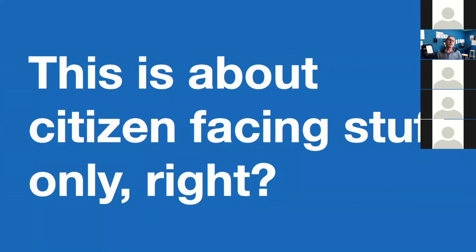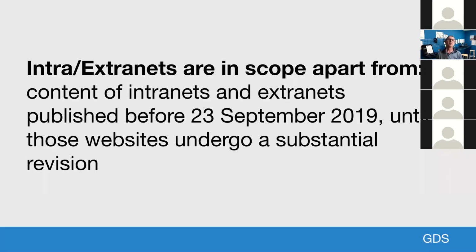And this is a question that does come up, is this just about citizen-facing stuff? And the answer is no. It does include internal information and services and documents as well. It's a slightly different set of rules. Intranets and extranets are in scope, apart from content of intranets and extranets that's published before 23rd of September last year, until those websites undergo a substantial revision.